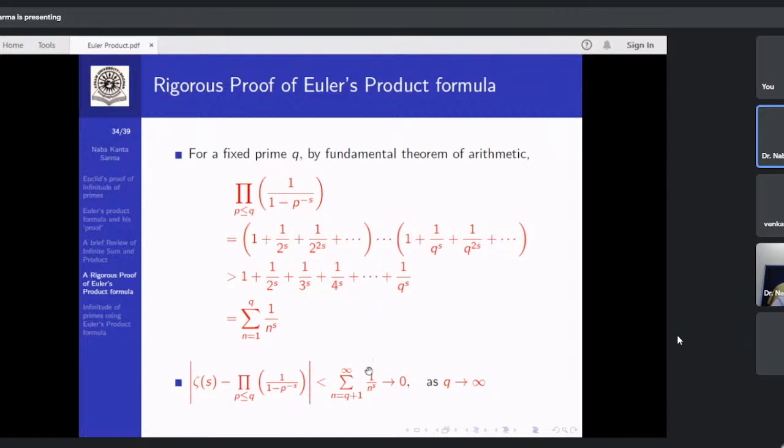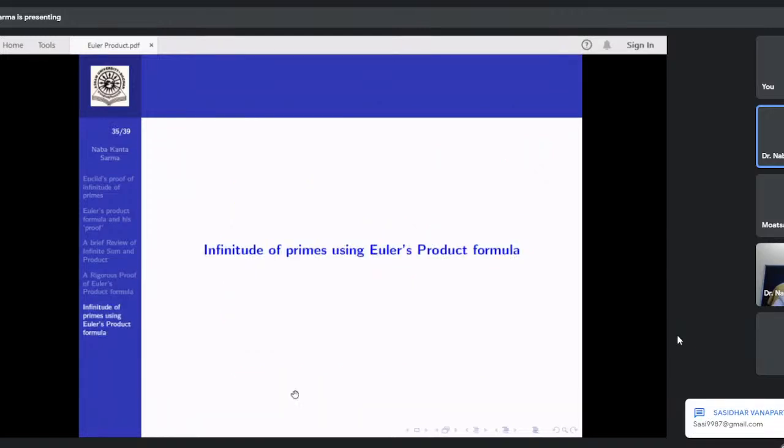And now since this is a convergent series, 1 by n to the power s, and this is a tail of the convergent series because it starts from q plus 1. And we have seen that the tail of a convergent series goes to 0 as this variable goes to infinity. So we have proven that when the number of primes goes to infinity, these two will be the same because this goes to 0. So this is exactly the proof of zeta s equal to the product over all the primes of this. So this is the rigorous proof of this.